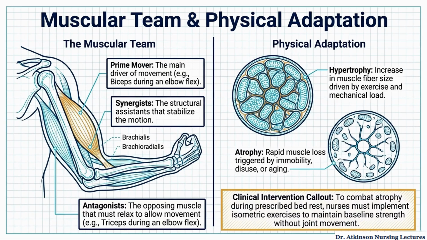Voluntary movement requires coordinated muscle roles. The prime mover, or agonist, is the main muscle creating movement. Synergists assist and stabilize the action. The antagonist must relax to allow movement, and failure to relax causes spasm and restricted motion. Hypertrophy occurs with exercise and increased load. Atrophy begins quickly, even after a few days of bed rest. For patients on bed rest, isometric exercises are a key nursing intervention to reduce muscle loss and functional decline.